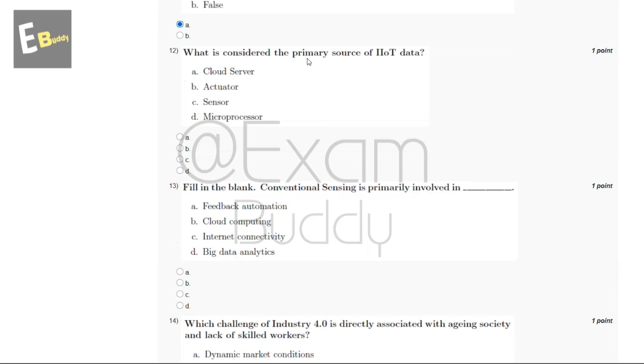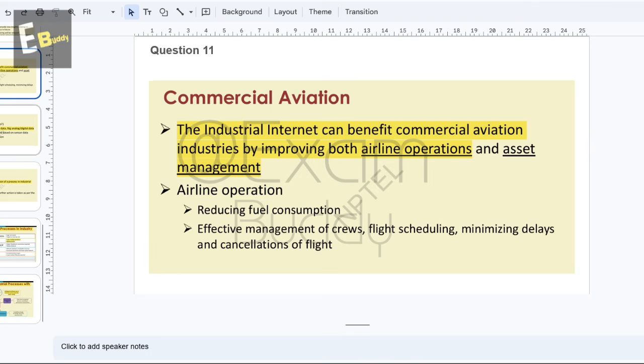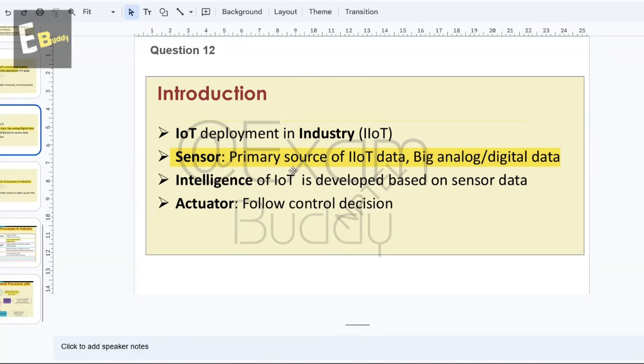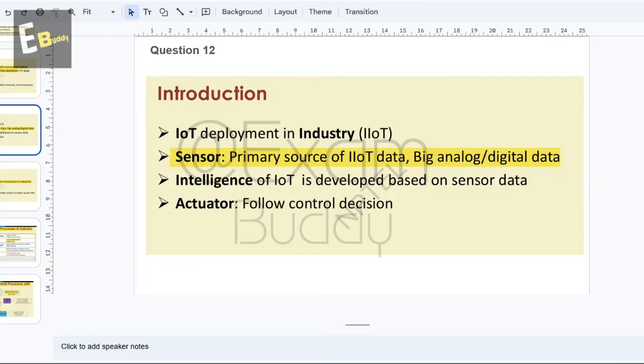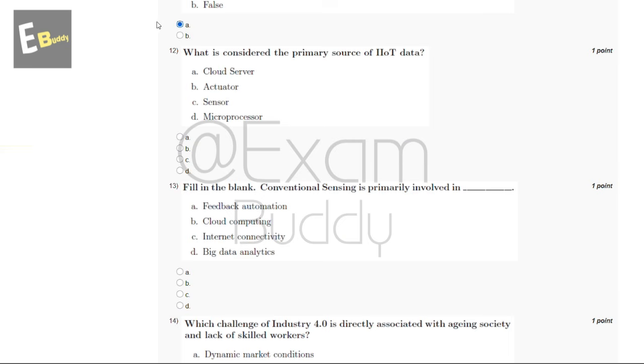What is considered the primary source of IIoT data? So these are the options, and now let's check the explanation. The explanation says sensor, the primary source of IIoT data, big analog digital data. So the answer for our 12th question is C. And now let's go to our question number 13.